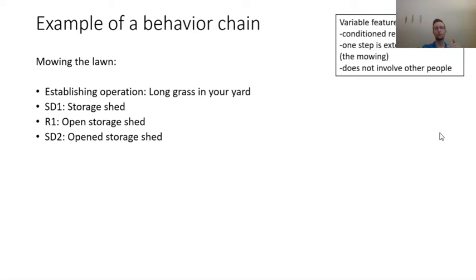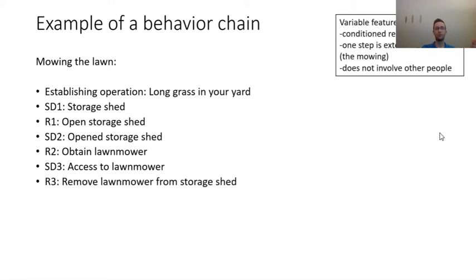Okay, so I open the storage shed. It results in an opened storage shed. Now that SD evokes obtaining the lawnmower, which is inside the storage shed. So the second response in the chain is I obtain the lawnmower. Now that results in access to the lawnmower, which is a conditioned reinforcer for obtaining it. And access to the lawnmower is an SD that evokes removing the lawnmower from the storage shed.